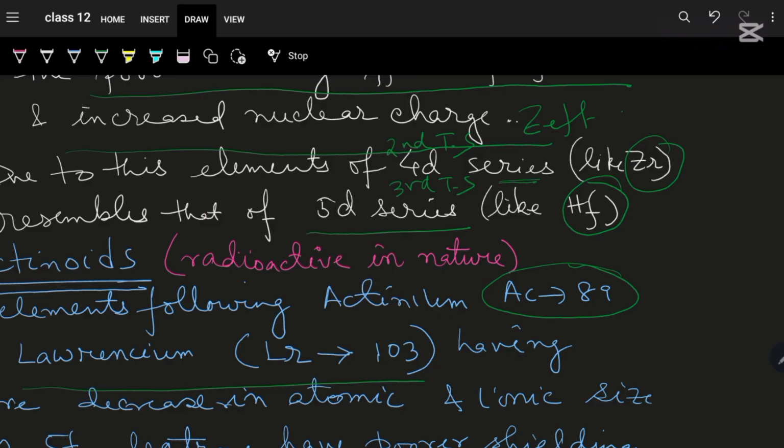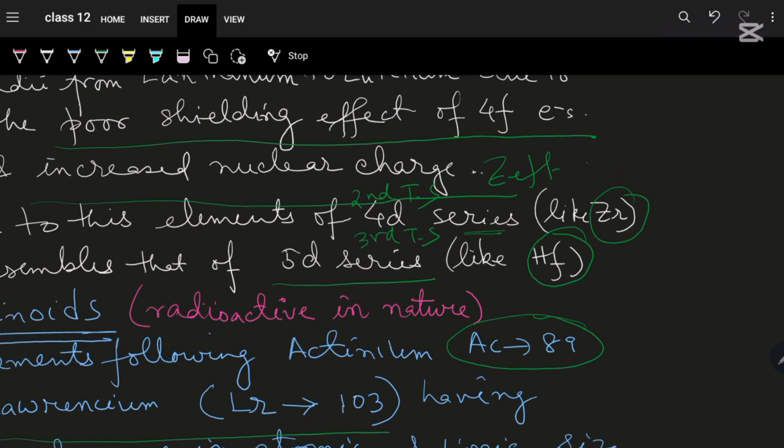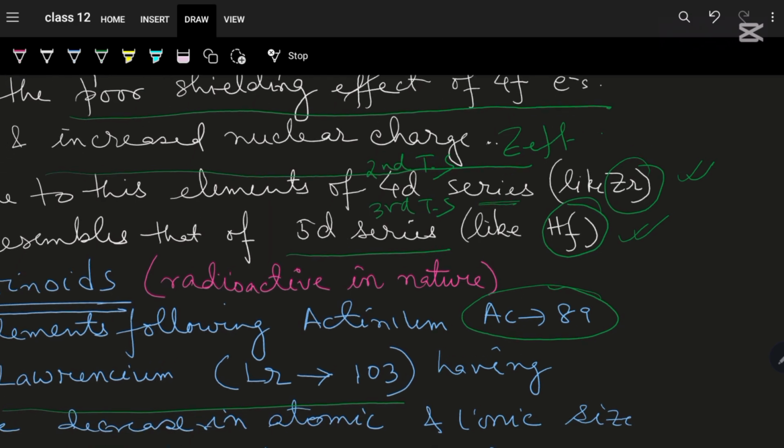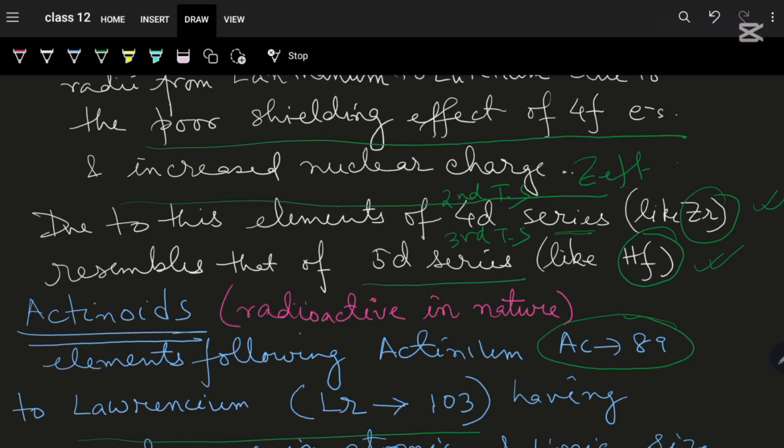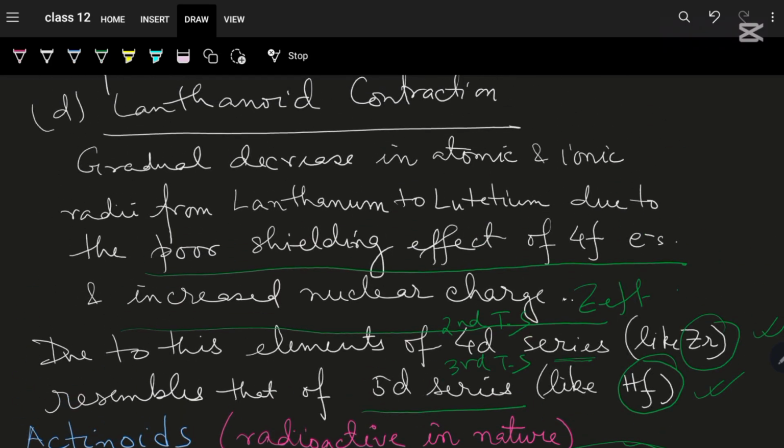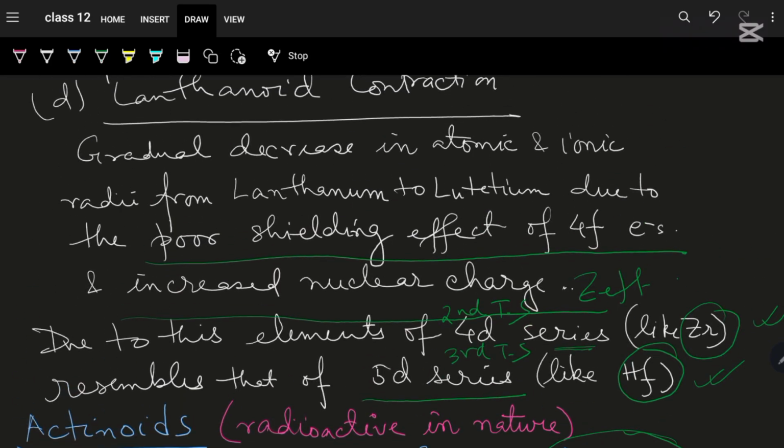So there is a question which is very commonly asked: the atomic radii of zirconium and hafnium, or the properties of zirconium and hafnium are quite similar, though they belong to different series, 4d and 5d. The answer will be on the basis of this lanthanoid contraction. Do explain this lanthanoid contraction which I have explained just now.